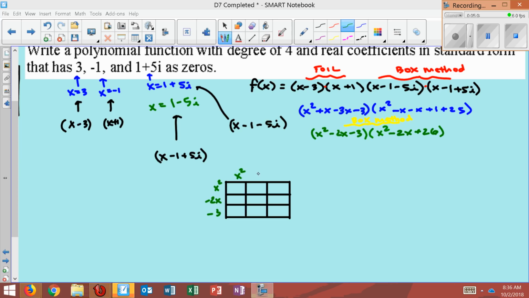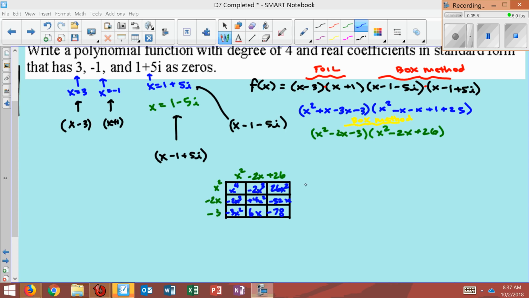And I'm going to write these other terms out. x squared minus 2x plus 26. And I multiply through. And so we'll have x to the fourth minus 2x cubed. That'll be 26x squared. I'm really running out of room in here. Negative 2x cubed, positive 4x squared. This would be negative 52x. This is negative 3x squared. That's positive 6x. And a negative 78.